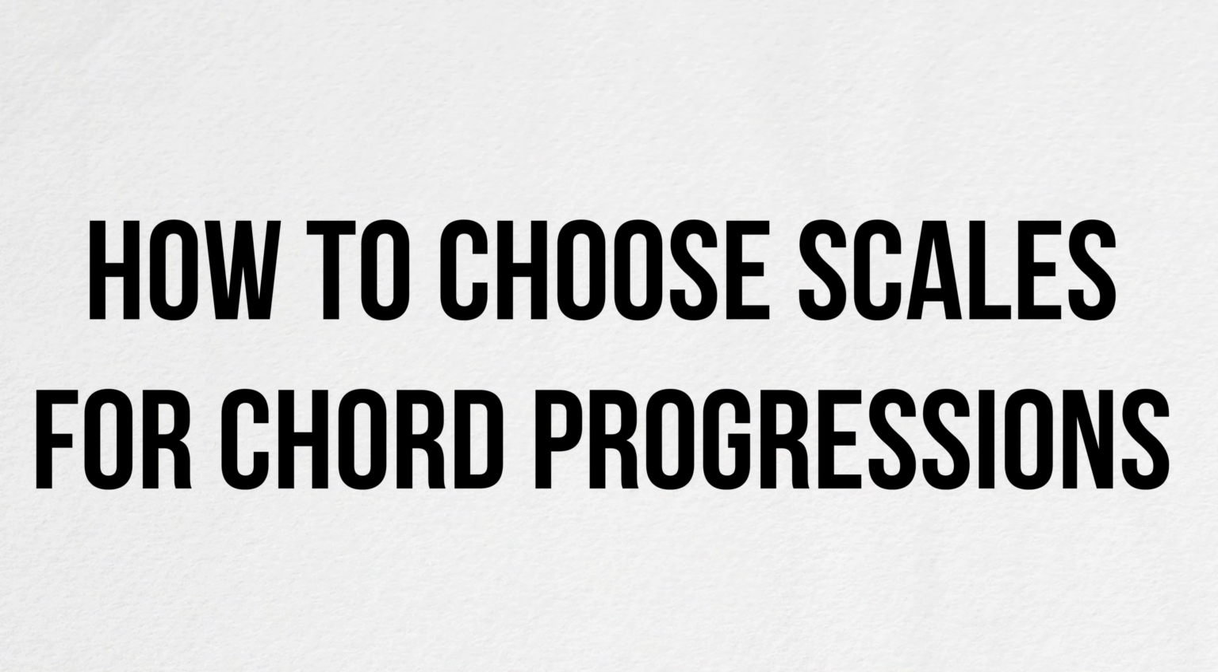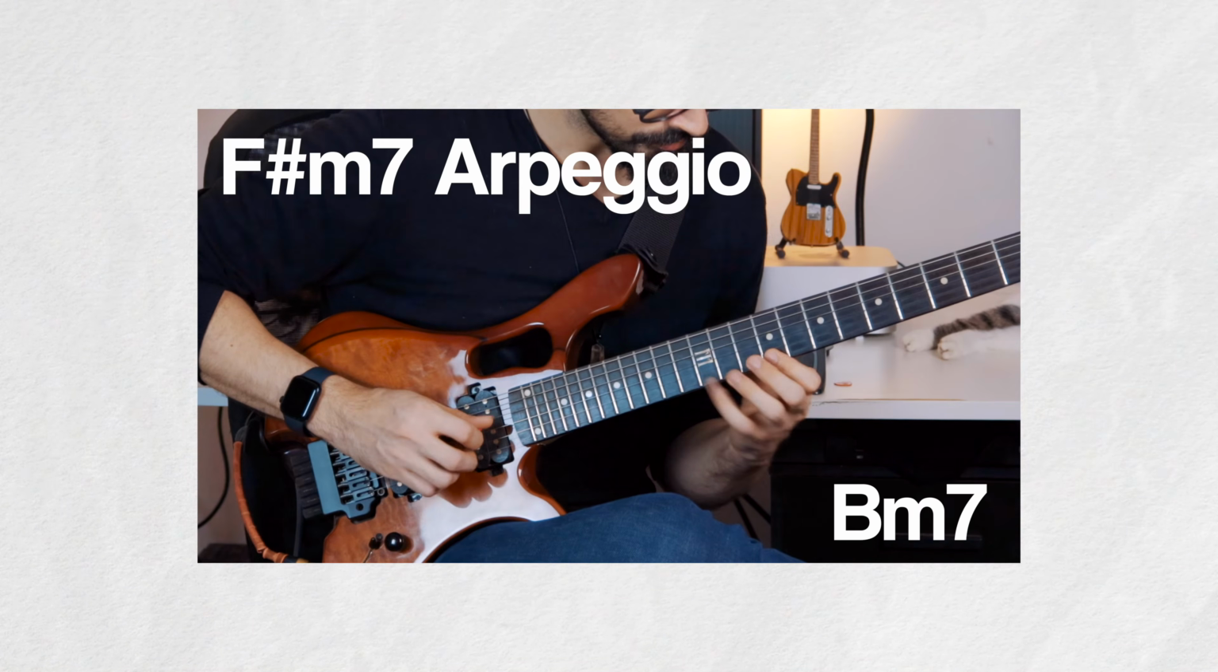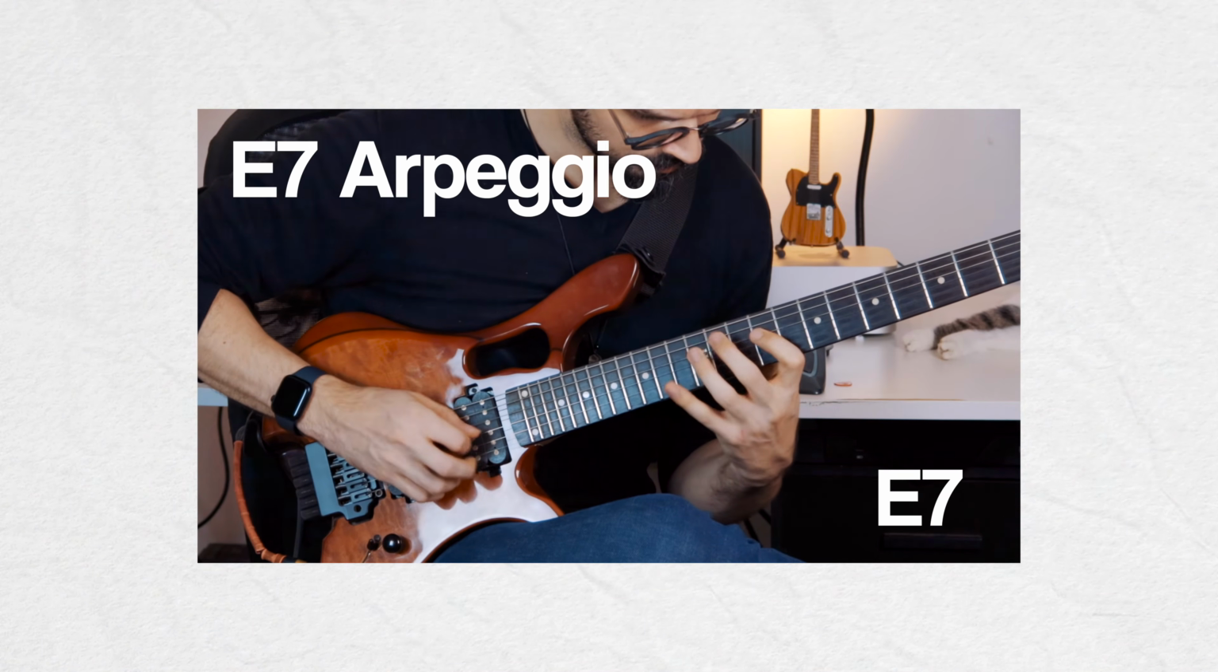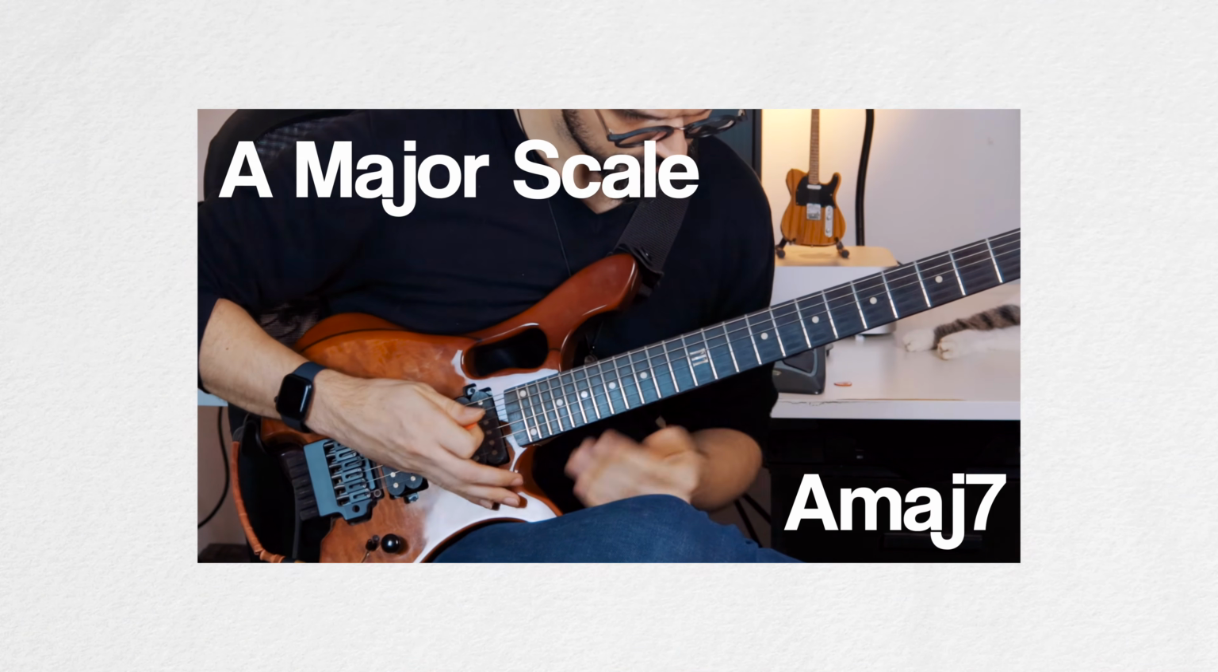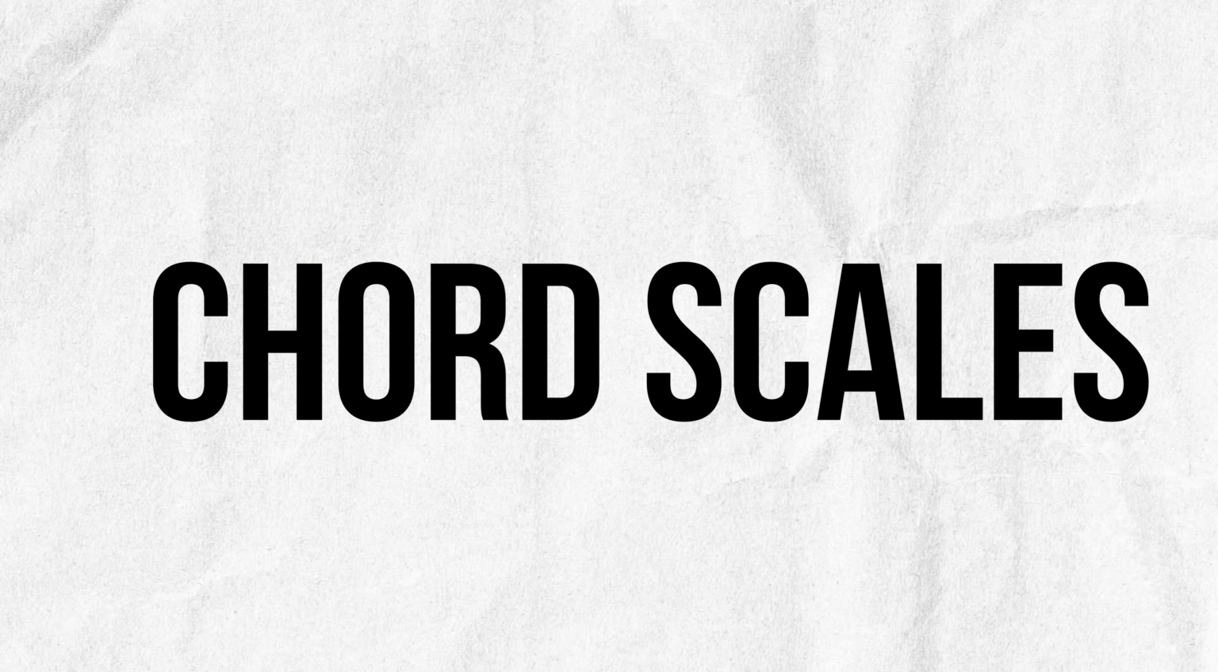Today we're diving into a super important topic for anyone learning how to solo, improvise, or write melodies over chord changes: how to choose the right scales over certain chord progressions. We're going to be breaking it down into three different concepts: key center, chord scales, and substitutions. Now stick around till the end because I'll show you a real-world example where all three approaches can be applied.